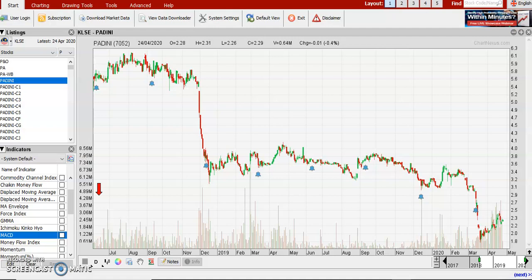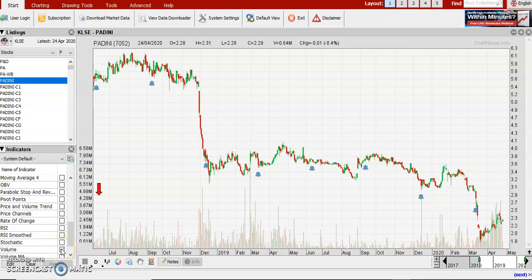Okay, let us continue with the RSI. How we're going to use RSI in this chart axis. Okay, first thing first, we need to choose the RSI indicator from the indicator tabs.